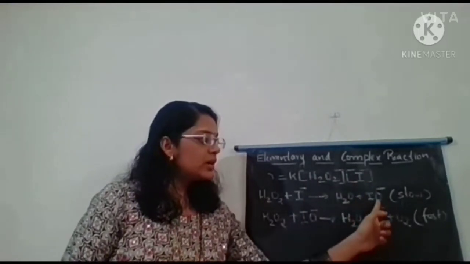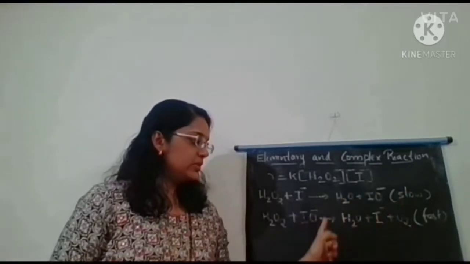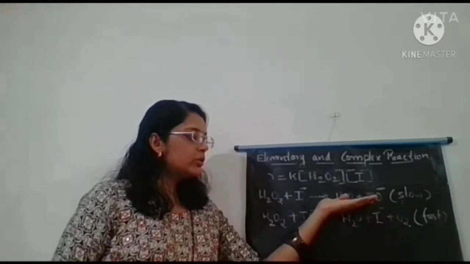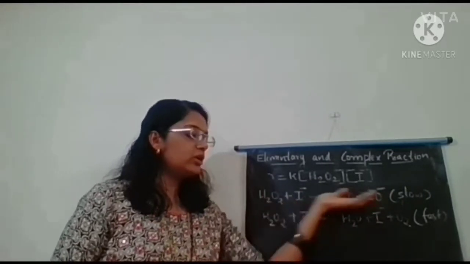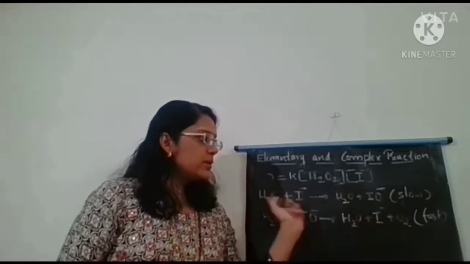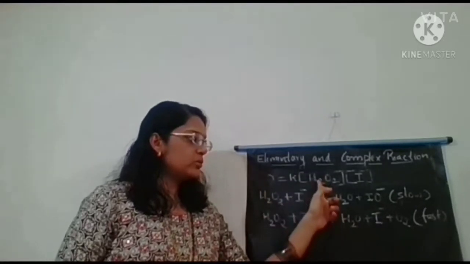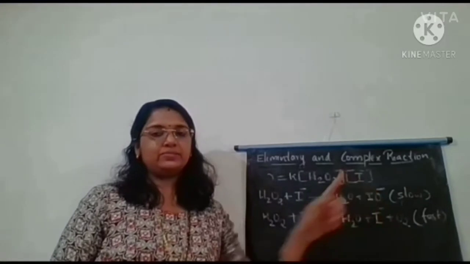And when we look at the mechanism, there is a formation of an intermediate, that is IO negative. It is not involved in the rate of reaction, because when balancing the overall chemical reaction, this is not involved. So the slowest step is the rate determining step, and that means the rate depends upon the concentration of H2O2 and the concentration of I negative.